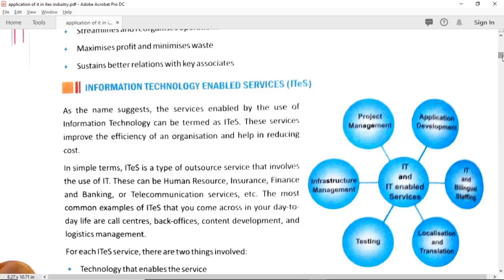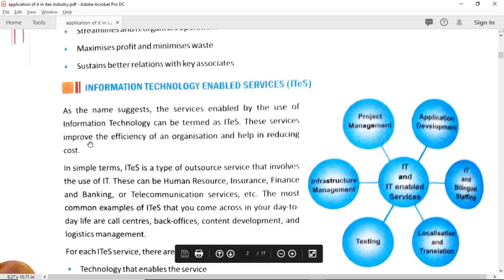You are all already aware of call centers. What is a call center? A call center is a location which gives you IT related support service through a phone call. Another word you might have heard about is BPO, or business process outsourcing.